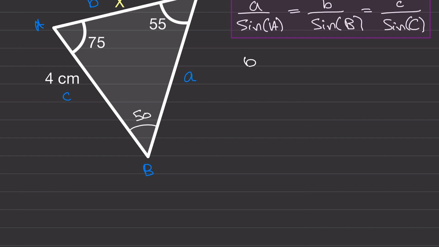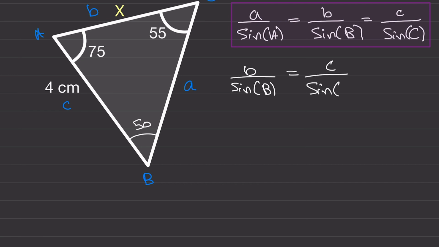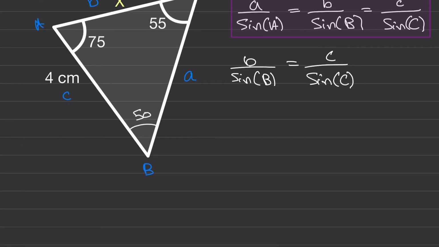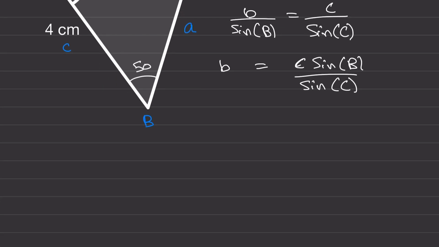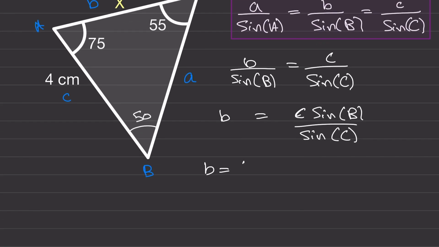Let's write the equation here again. b divided by sine of B is equal to c divided by sine C. Since we just want b on its own, we multiply both sides by sine uppercase B, and that leaves you with b is equal to c sine B divided by sine C. Let's plug in our values. b is equal to c, which is 4, sine uppercase B, which is 50, divided by sine C, which is 55.